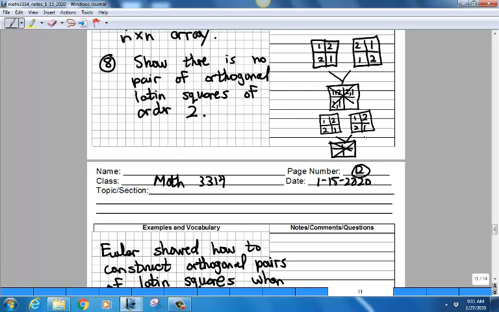4, 8, 12, right? Okay, 16. We know there is no solution for 2. We just showed that, correct? But 4 does have a solution. So the 16-officer problem has a solution. And then what's the next one there? 8. So the 64-officer problem has a solution.